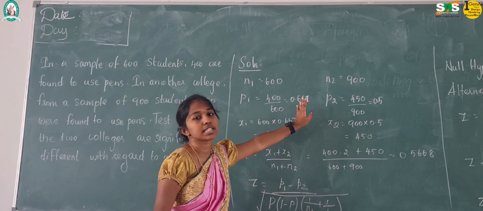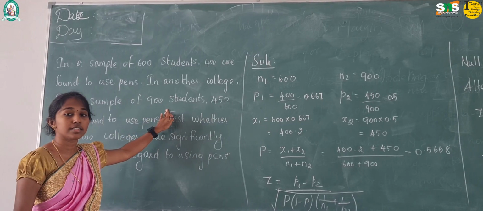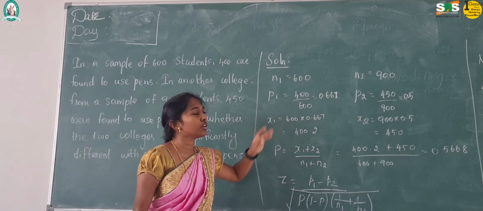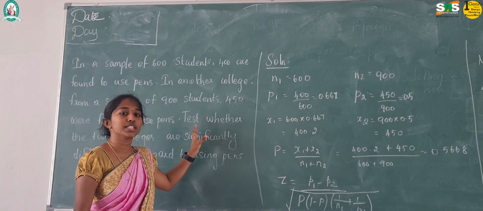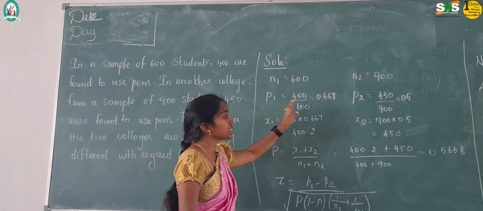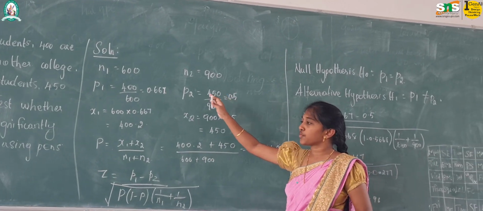the answer will be 0.667. And in the second college, that is the sample of 900 students, the sample size will be 900, so the N2 value will be 900. The proportion of the second college will be 450 students divided by 900, which implies the answer will be 0.5. So this is the proportion and the sample size for this problem.